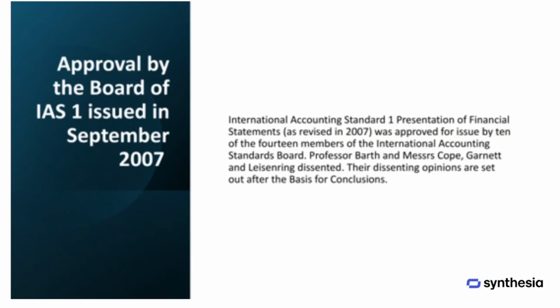Approval by the Board of IAS 1 issued in September 2007. International Accounting Standard 1 Presentation of Financial Statements, as revised in 2007, was approved for issue by 10 of the 14 members of the International Accounting Standards Board. Professor Barth and Messrs. Cope, Garnett, and Leisenring dissented. Their dissenting opinions are set out after the Basis for Conclusions.